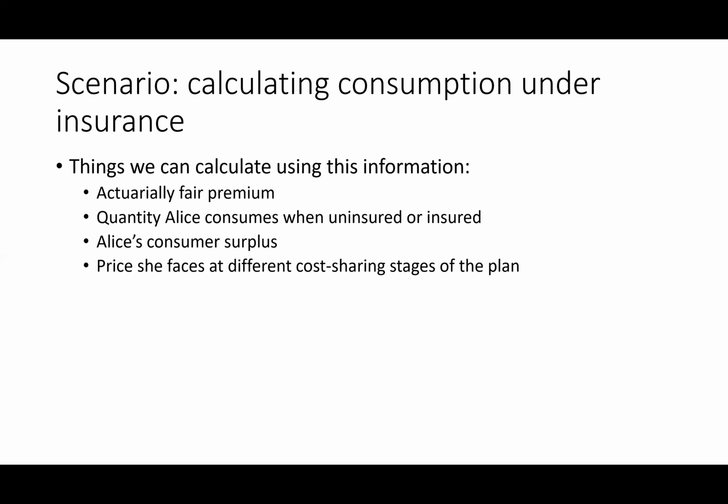There are a number of things that, just based on the information from the previous screen, with a little bit of due diligence, we can figure out. We can figure out an actuarially fair premium. We can calculate how much Alice consumes when she's uninsured or when she's insured. We can calculate her consumer surplus, and we can calculate the price that she faces at different stages of her insurance plan.